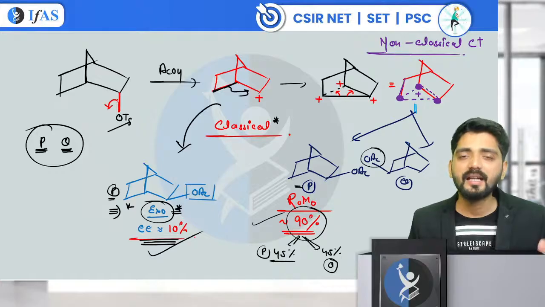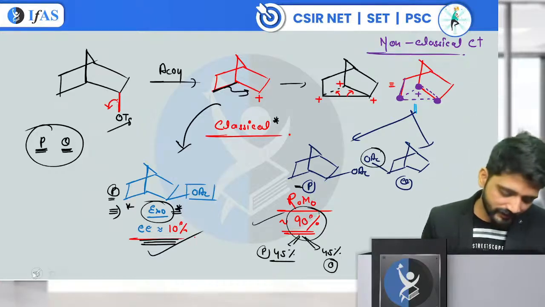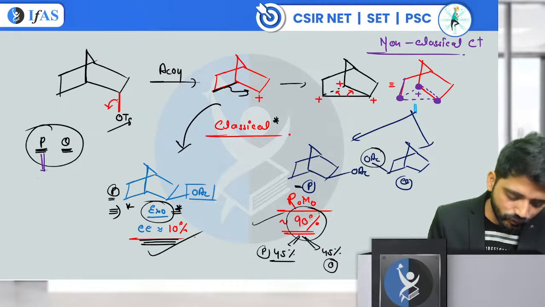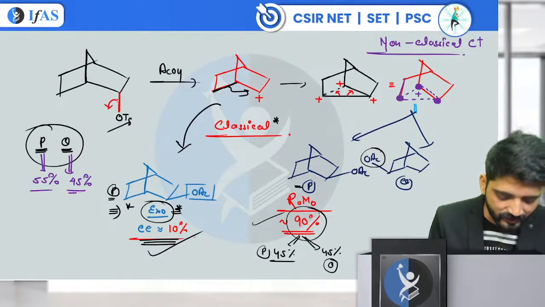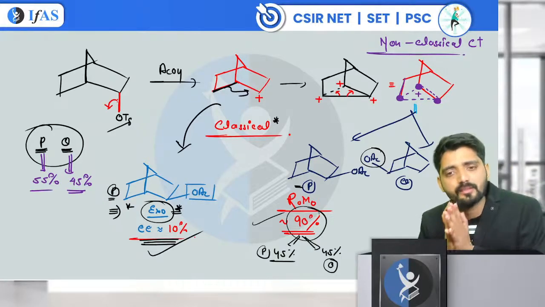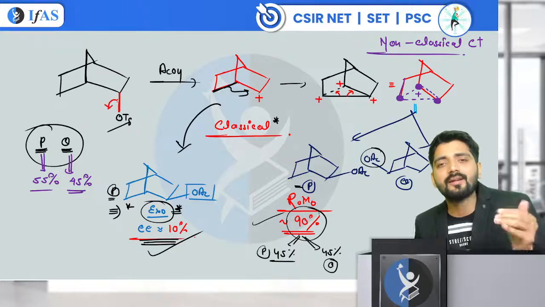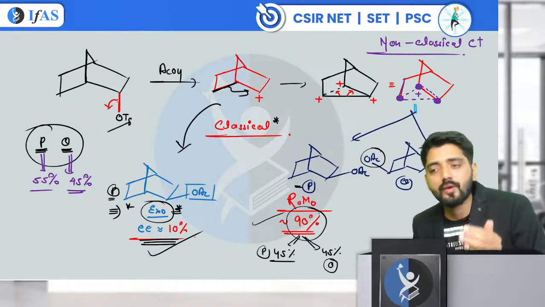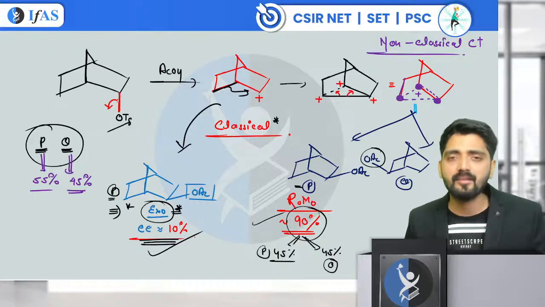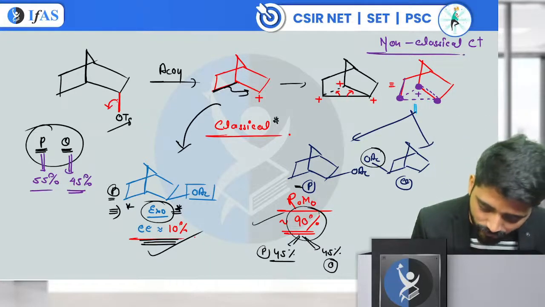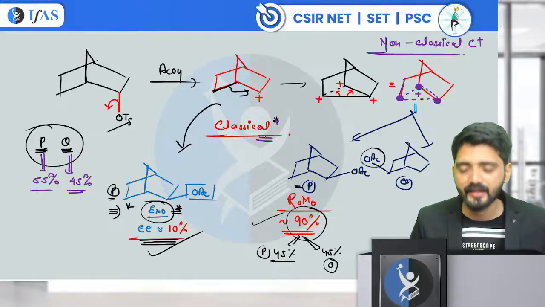Very good. If we check the total percentage, then P is going to be present in 55% and Q will be present in 45%. The 45-45 forms a racemic mixture, and the 10% excess is responsible for the enantiomeric excess. And from where has this 10% come? This has come from the classical carbocation.